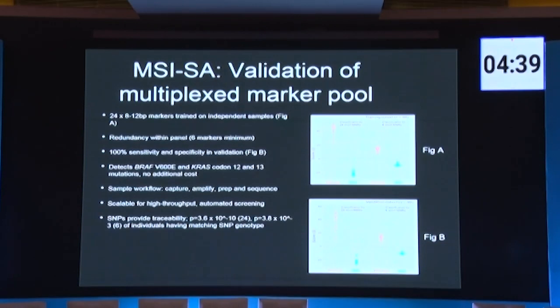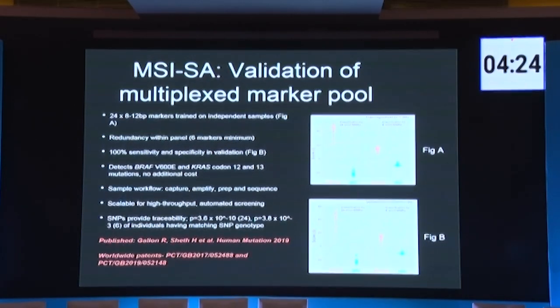The other thing that we have also incorporated is that because we look at polymorphisms in the DNA, we can actually provide an internal quality control to ensure that you don't mix up samples. Now, this entire analysis is published in Human Mutation. It just got published a couple of months ago, and we have got 2 worldwide patents on it.